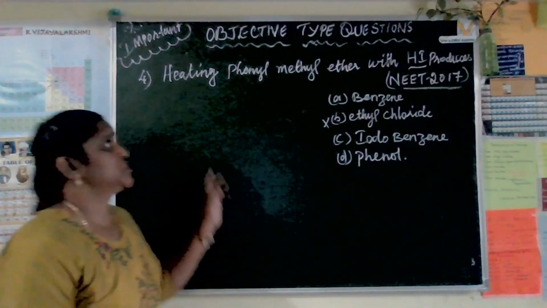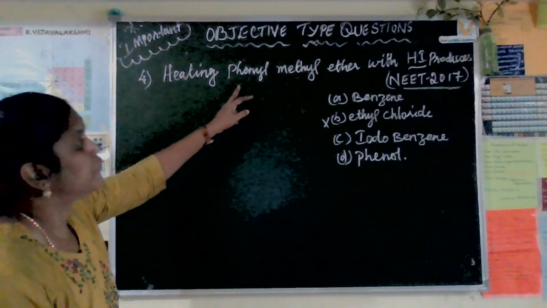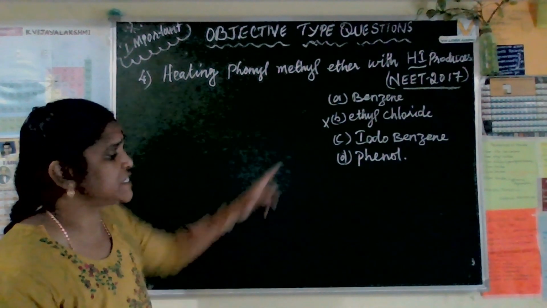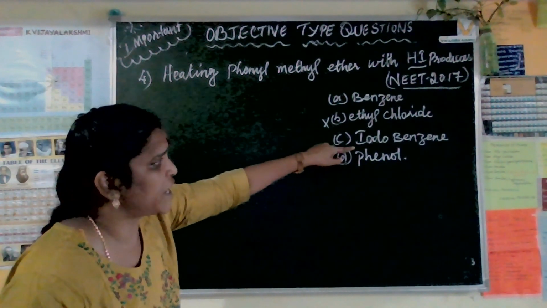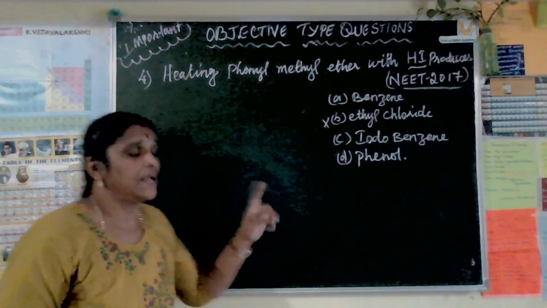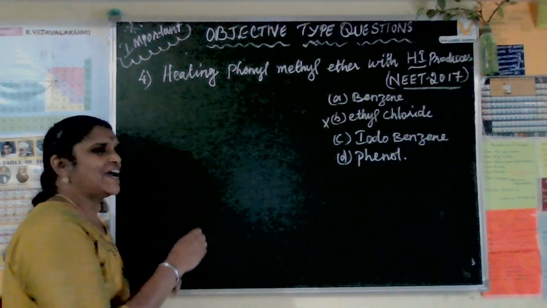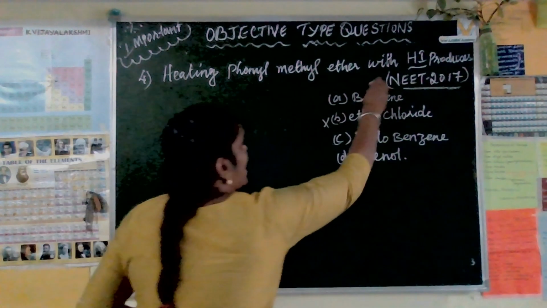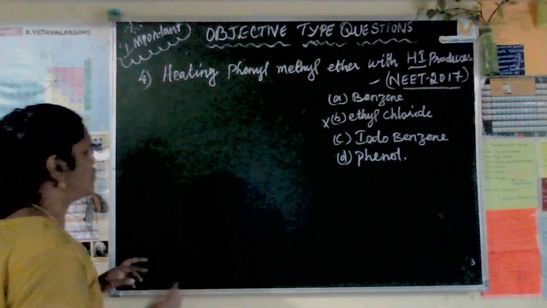The next question: heating phenyl methyl ether with hydrogen iodide produces benzene, ethyl chloride, iodobenzene, phenol. It's a really interesting question. Let us go for that. Actually, they have given it in a different way. Let us think and do it because it's a very important question. Yes, let us go further.